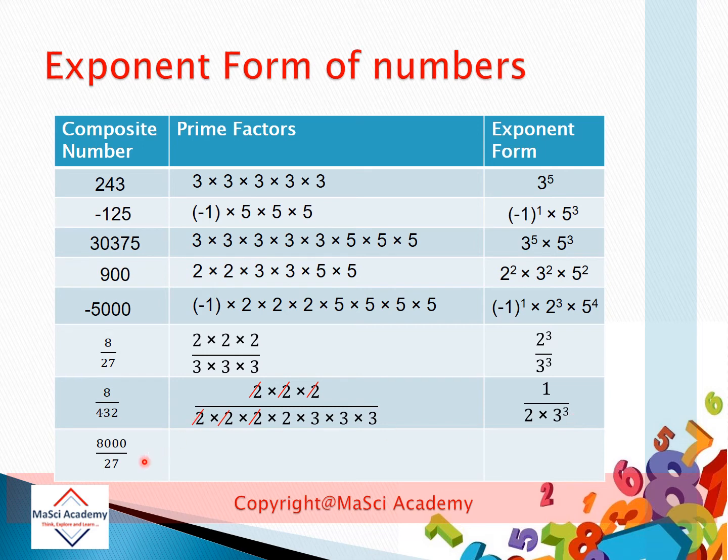The last one is 8000 divided by 27. So we write the prime factors of 8000 in the numerator and the prime factors of 27 in the denominator and then convert it to exponent form. 2 is repeated 6 times in the numerator and 5 is repeated 3 times, whereas in the denominator we have 3 multiplied by itself 3 times.